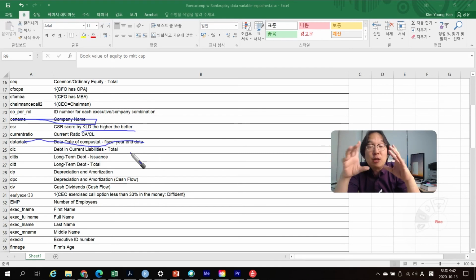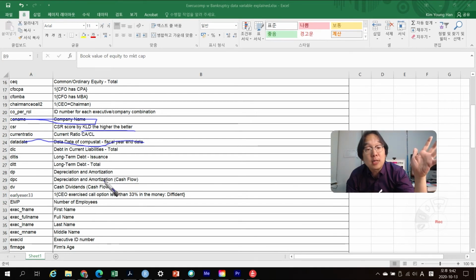How much can you take care of this debt? Okay, that is directly related to your bankruptcy probability. That's why. And then long-term debt issuance and then long-term debt total for that given fiscal year end are shown over here.